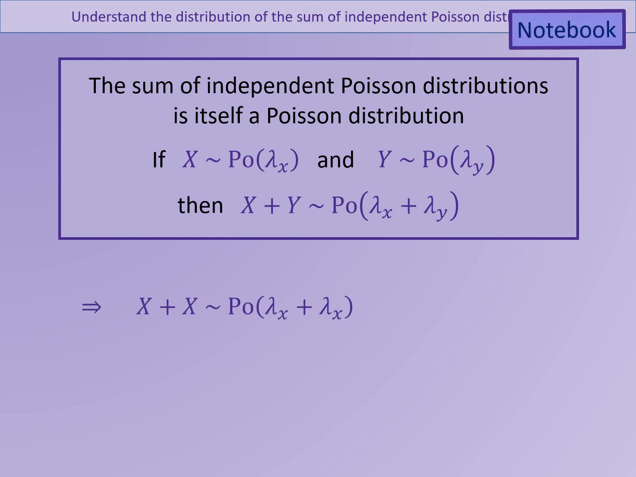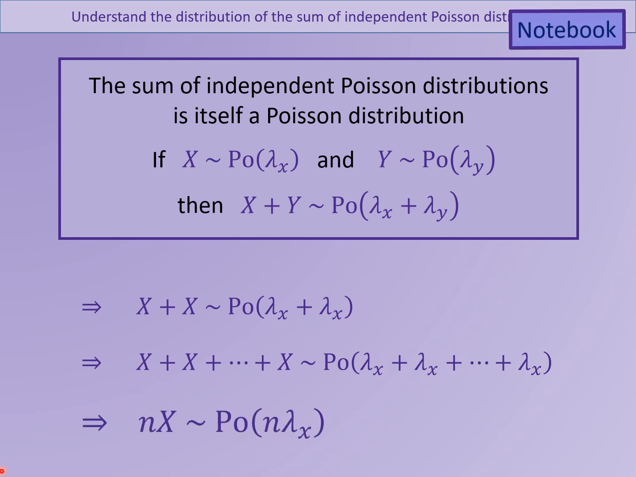If we have the two Poisson distributions that are the same, so x plus x, we can calculate this as being a Poisson distribution with a rate of 2 times lambda x. And this can be continued indefinitely for the sum of any number of Poisson distributions. This means that generally speaking, if we have multiplied x by n for some scalar value n, this can be modelled as a Poisson distribution with a rate of n times the original rate.